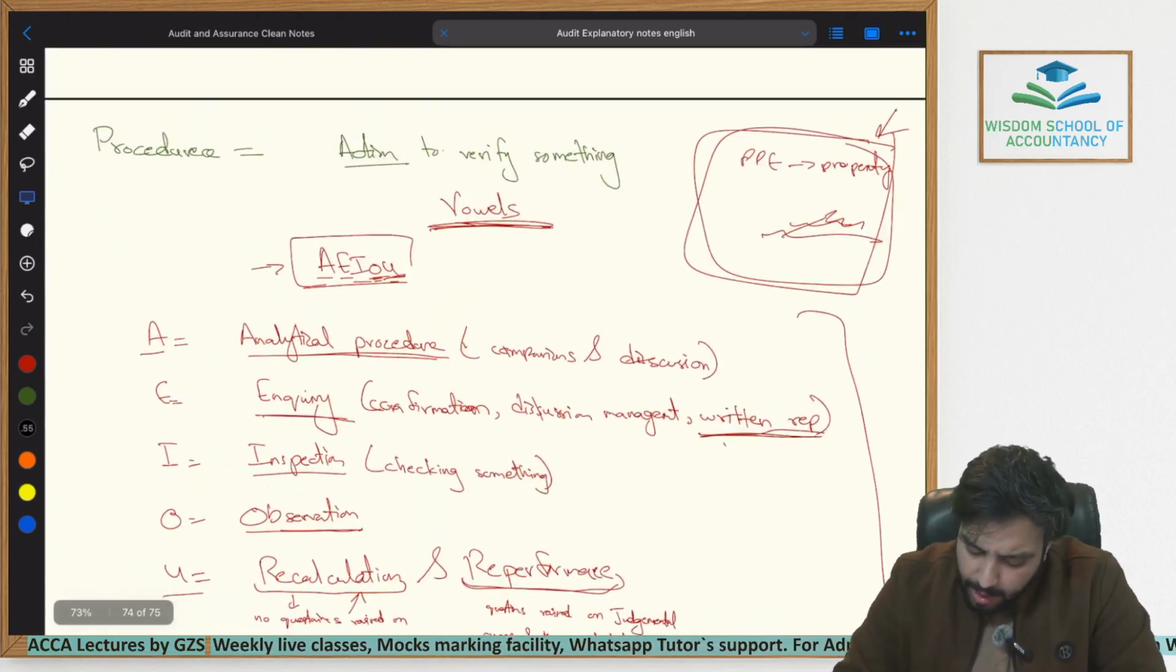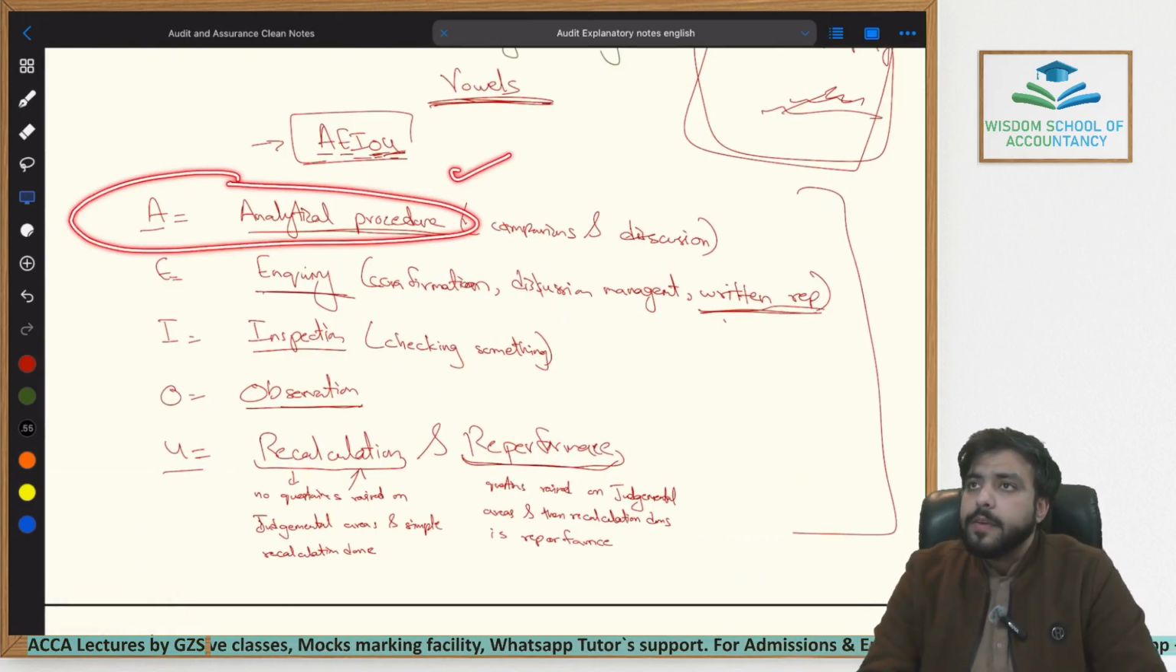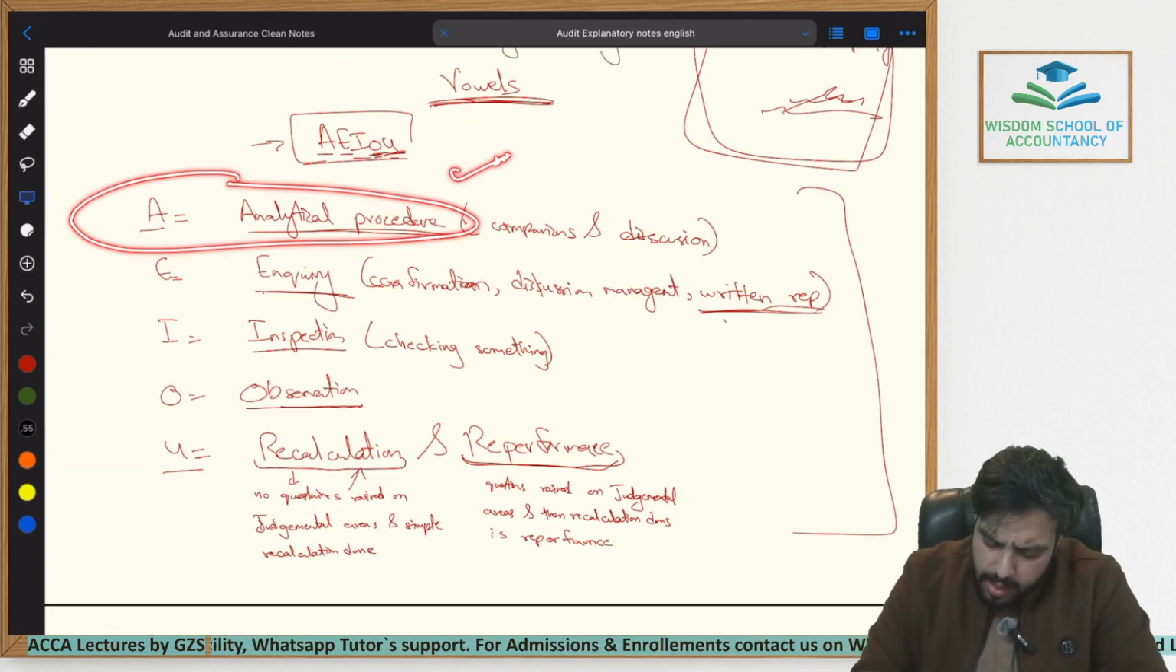So coming back to our procedure, can we perform an analytical procedure here, like compare the receivables of the current year with the previous year and try to identify whether there is a significant difference as compared to the previous year? Yes or no? Okay, we will come towards that later on, not right now. Let's move forward. E, inquiry.